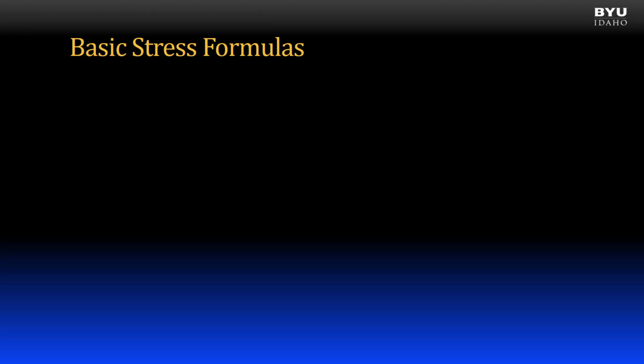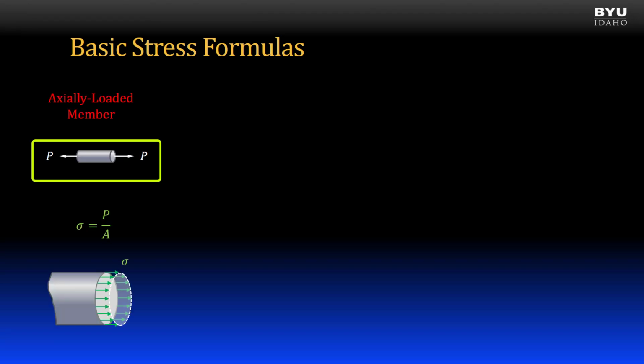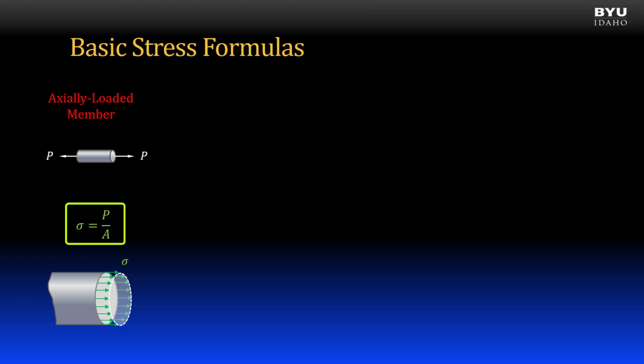Let's now review the basic strength of materials stress formulas. First, axially loaded members are loaded with a force in the direction of the member's primary axis. The force can be tension or compression. The internal force in the member is a normal force acting on the cross-section. The internal normal force causes normal stress on the cross-section, computed as the normal force divided by the cross-sectional area. The distribution of stress is uniform over the cross-section.